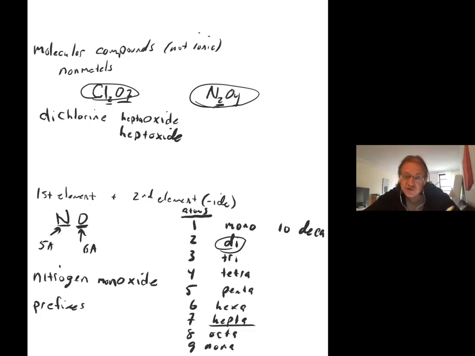Okay, let's try the second one here. First element, there's 2, so you do use the prefix. So di, nitrogen. Second element, oxide, how many are there? 4, tetra. So again, your choice, you could either write tetraoxide, but it actually sounds a little bit better to just call it tetroxide. Oops, I forgot the R. Don't drop the R. You're just dropping a vowel.